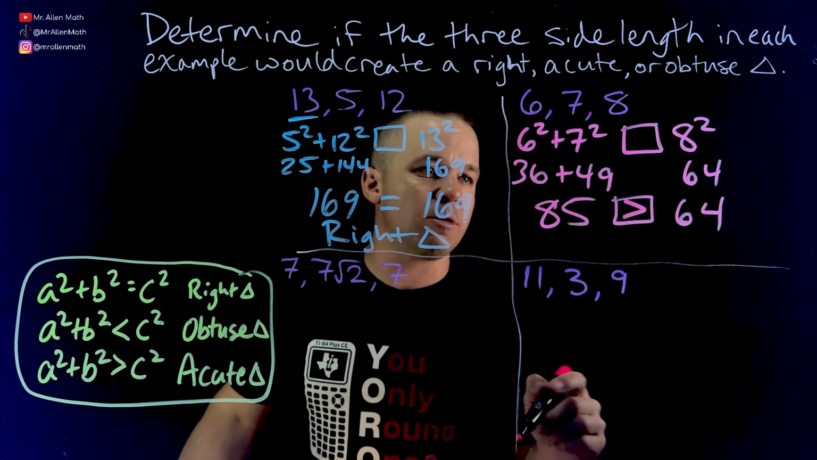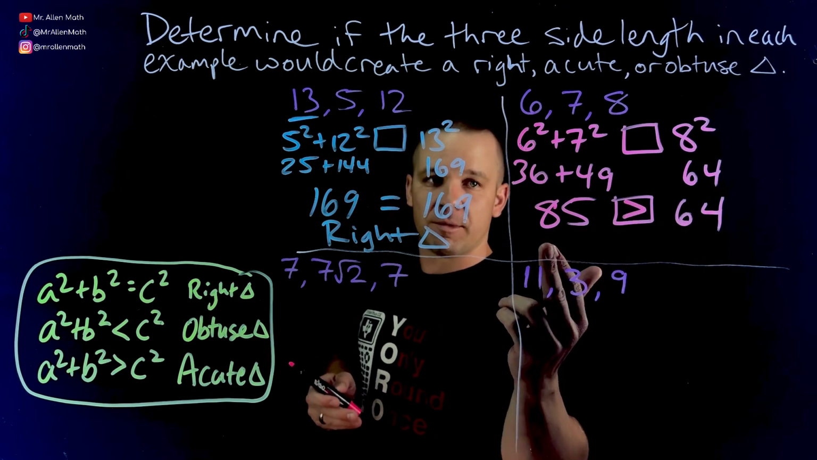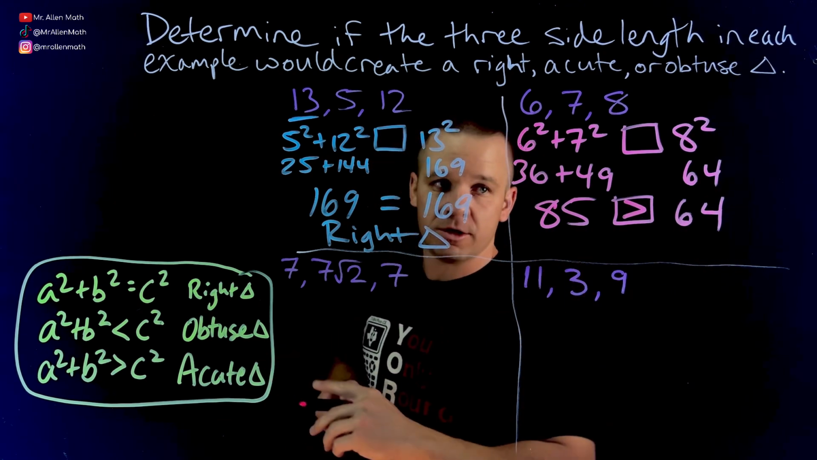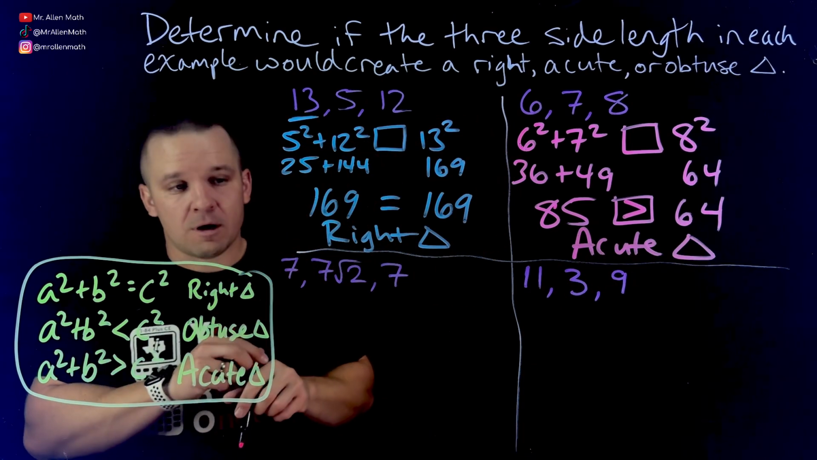So now my inequality is this way. And again, I like to read it backwards. C squared was less than the sum of the other two sides. Therefore, it is acute. It's an acute triangle. All right, next one.